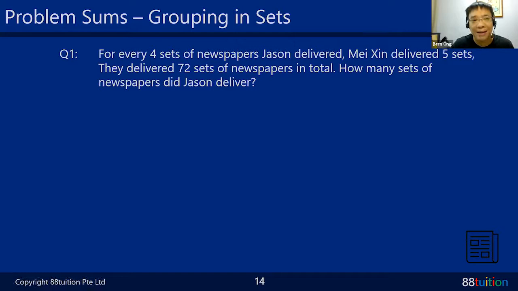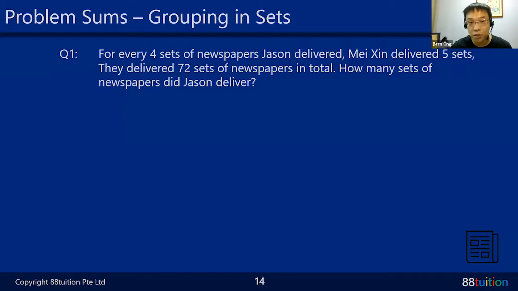All right, let's look at this question together. What do I like to do? I like to draw again. Come. For every set of newspaper Jason delivered, Mei Xing delivered 5 sets. Can you see? We're talking about newspaper here. Victoria, it's not 9. Let me show it to you. Just listen to me first. So for every set of newspaper Jason delivered, Mei Xing delivered 5.